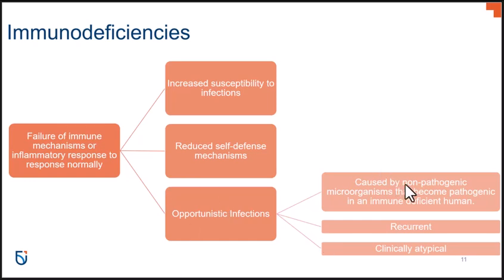Opportunistic infections are caused by microorganisms that typically are not problematic in the average person. But if somebody is immunocompromised, those microorganisms take the opportunity to infect that host. So they're caused by non-pathogenic microorganisms that wouldn't hurt the average person but now suddenly become pathogenic in somebody who doesn't have a well-functioning immune system. These infections can recur, and clinically they can present very atypically. So let's have a look.